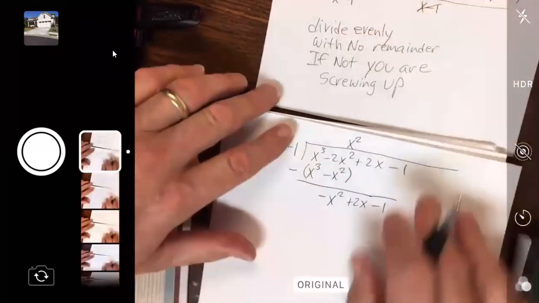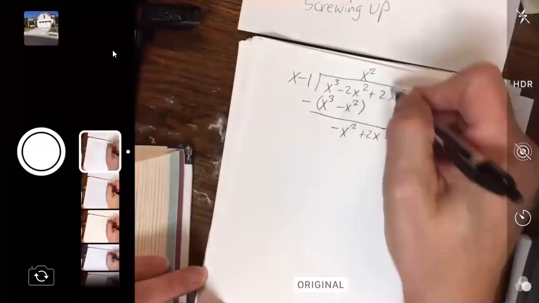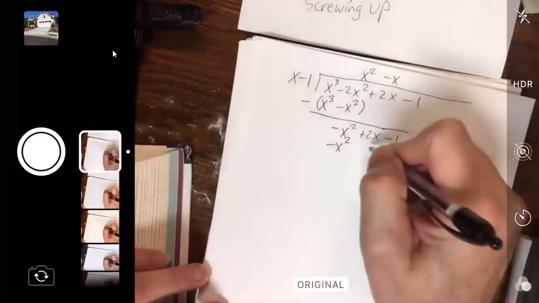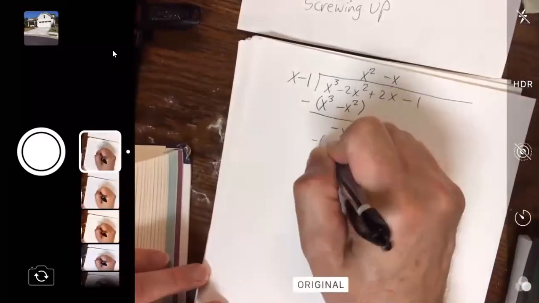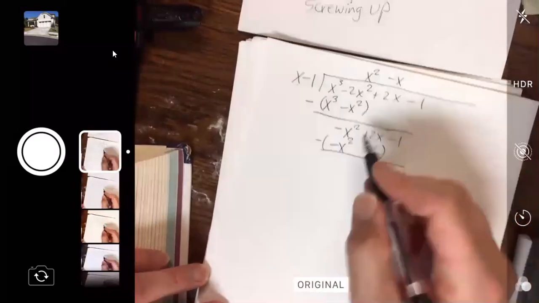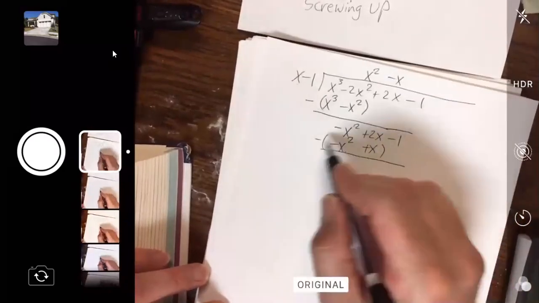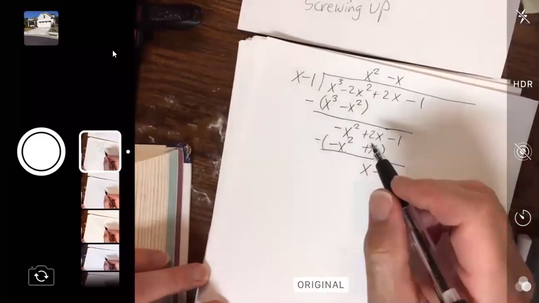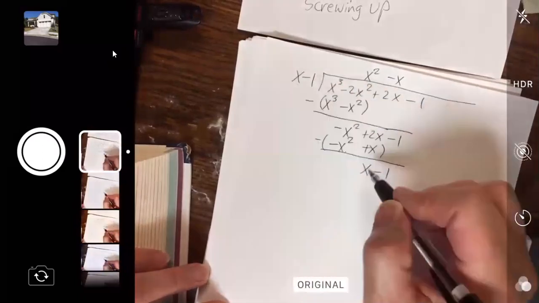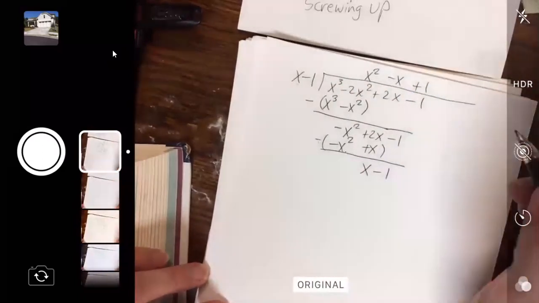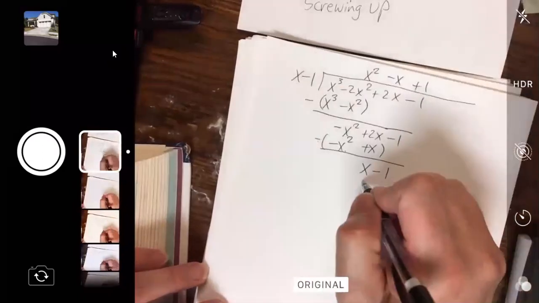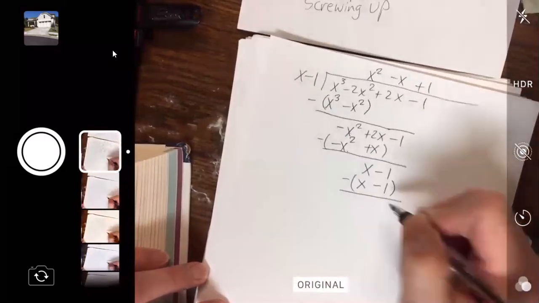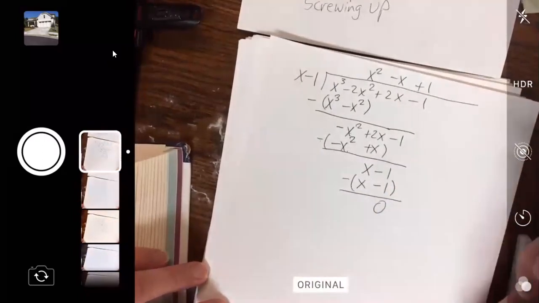All right, so x into negative x squared, negative x times x gives negative x squared, add x. Subtract, x squared cancels, 2x minus x would be an x minus 1. X into x one time, multiply back, x minus 1, subtract. Do you see that I get a 0 remainder?